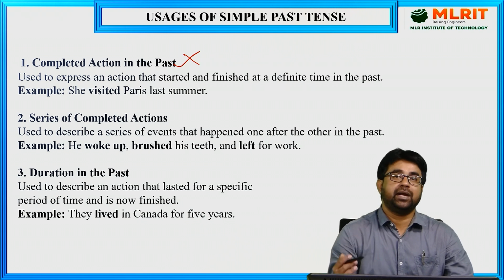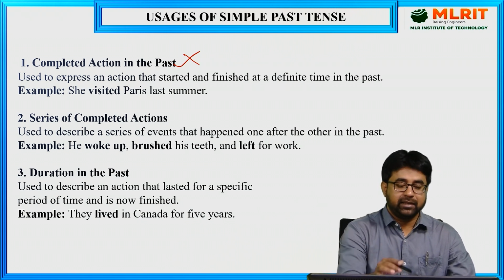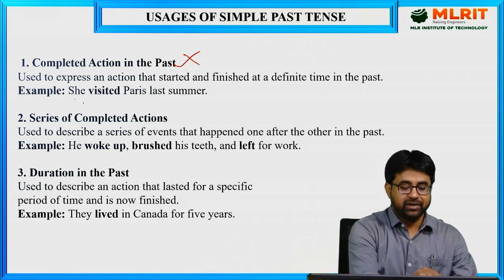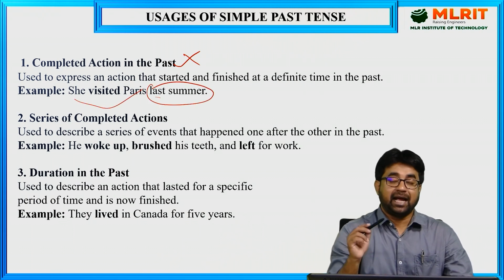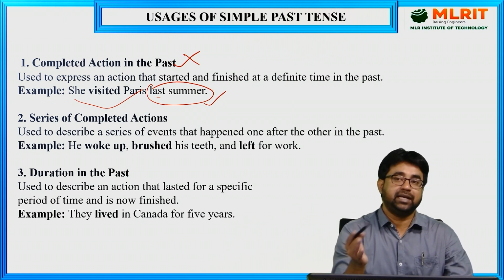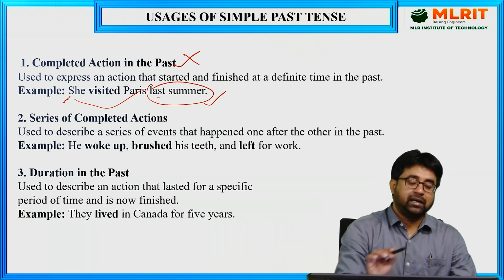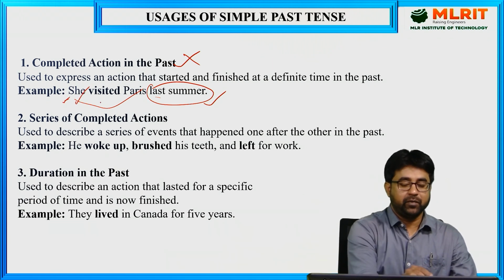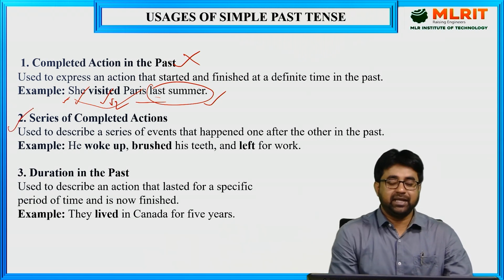If we are talking about an event that has been completed in the past, then we use simple past tense. "She visited Paris last summer." From this itself, you can understand that I am talking about an action or event that has already occurred in the past. That's why I am using simple past tense. Now just match the structure: subject, V2, and then object. Fine.